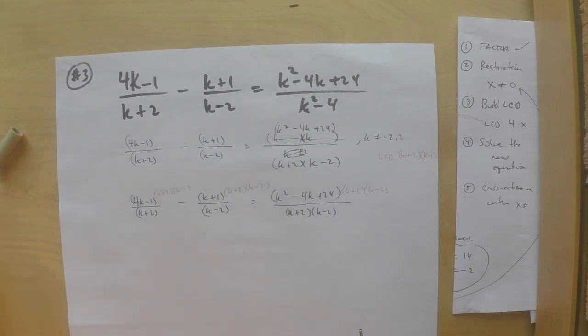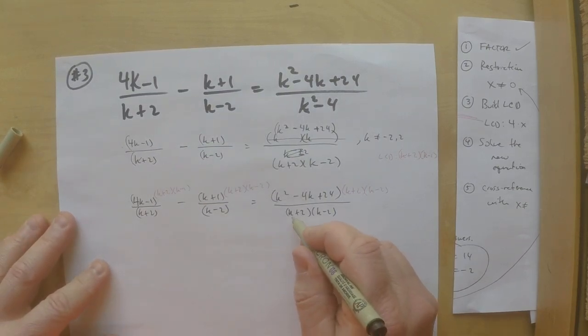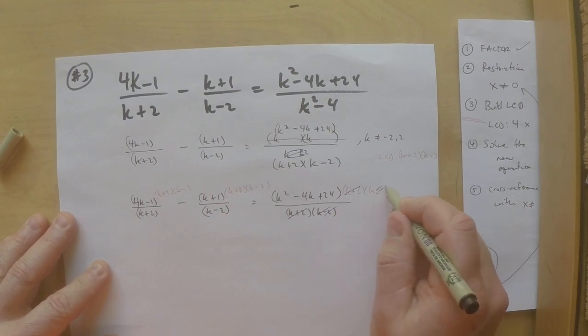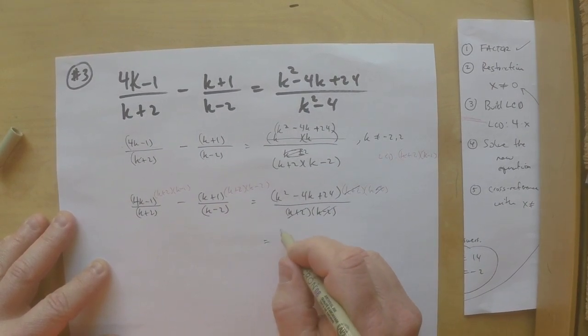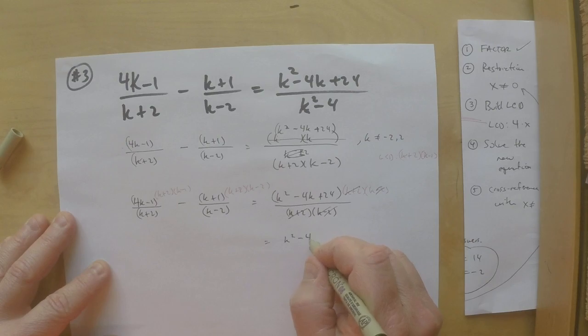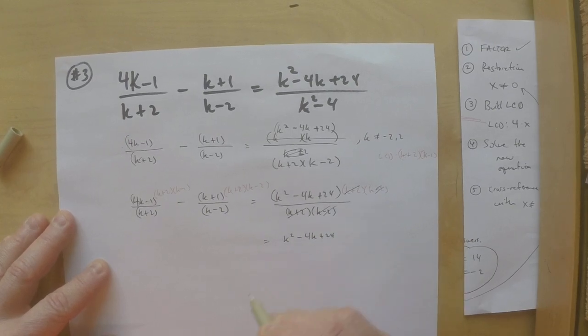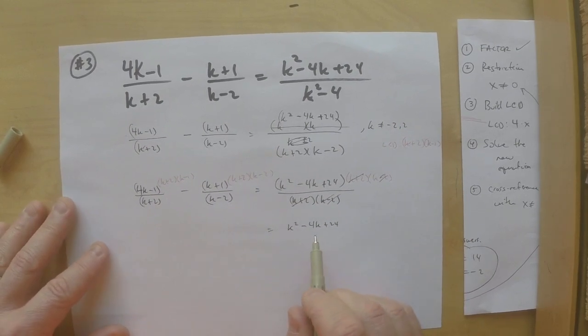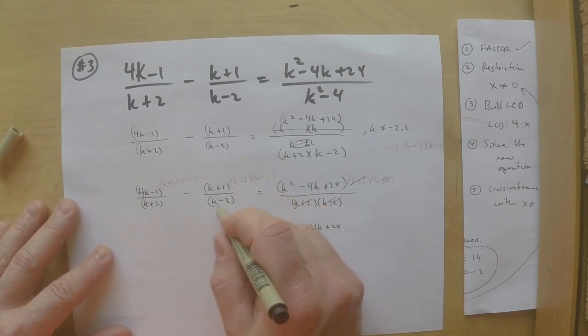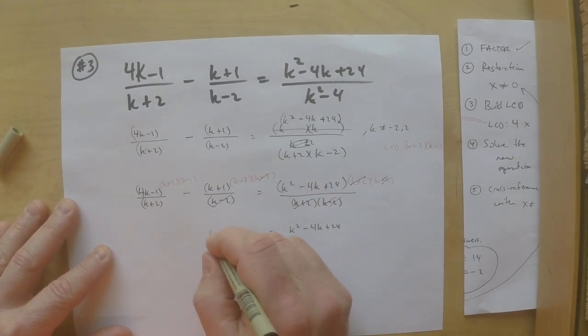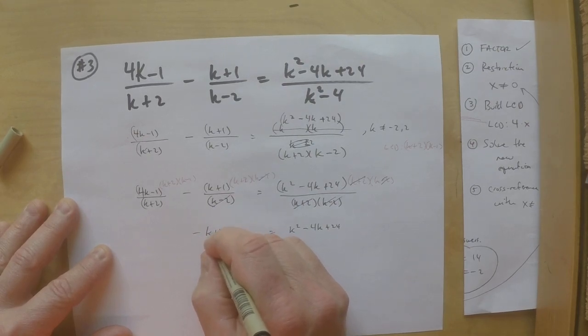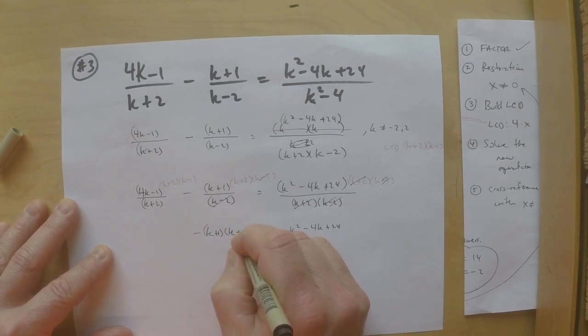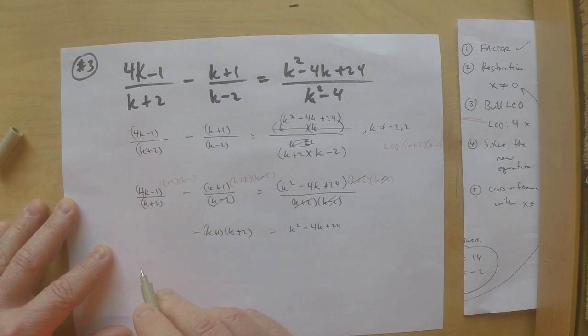And now the battle. This side, choo-choo, choo-choo, choo-choo. Goodbye to those. So what am I left with there? Just a k squared minus 4k plus 24. Not great, but not bad. Over here, the k minus 2's cancel. Woo-hoo! Left with this mess, that and that with a minus sign out front.